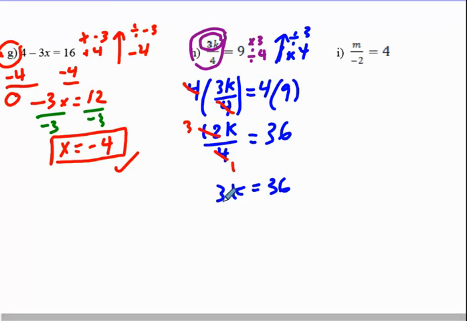All right, so we're left with 3's. Now, the opposite of multiplying by 3 would be dividing by 3. And so we have K, that's going to cancel. K equals 12. So very good again, Liam. That was a great job.